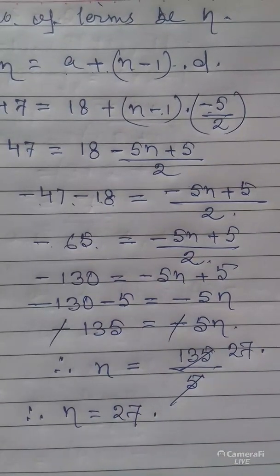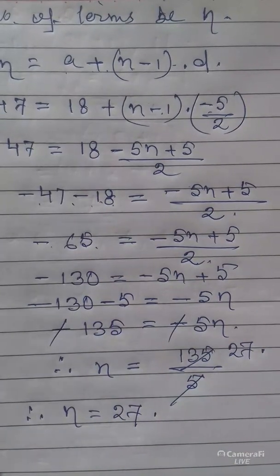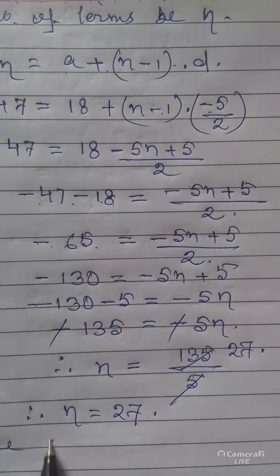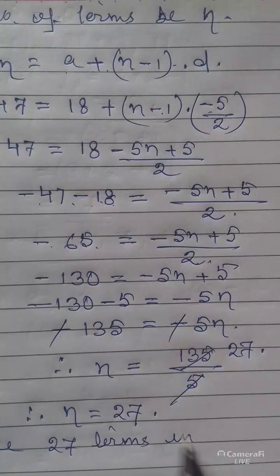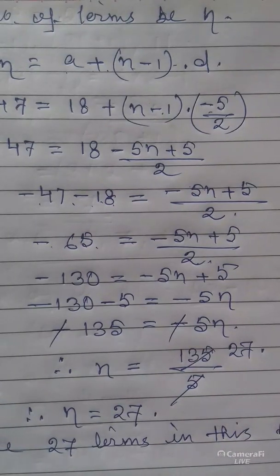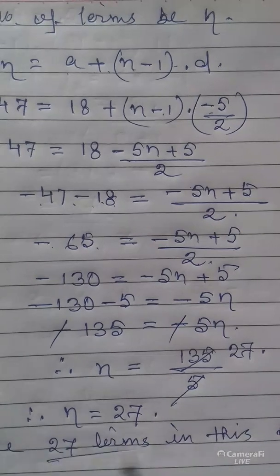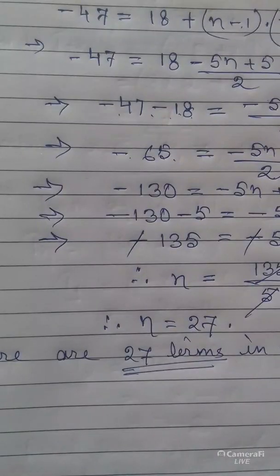So the answer is there are 27 terms in this AP. How many terms are there? 27 terms are there in this AP.